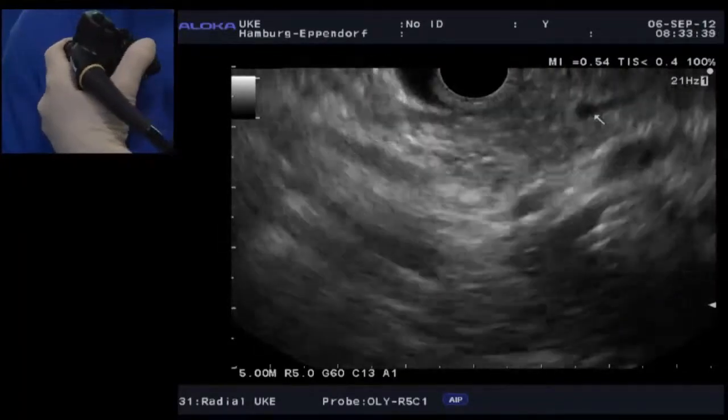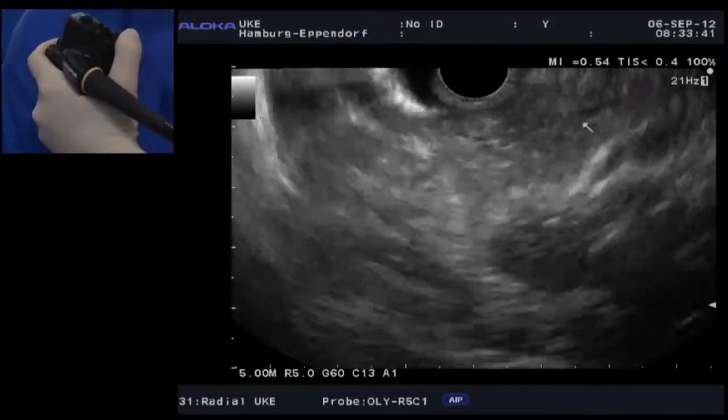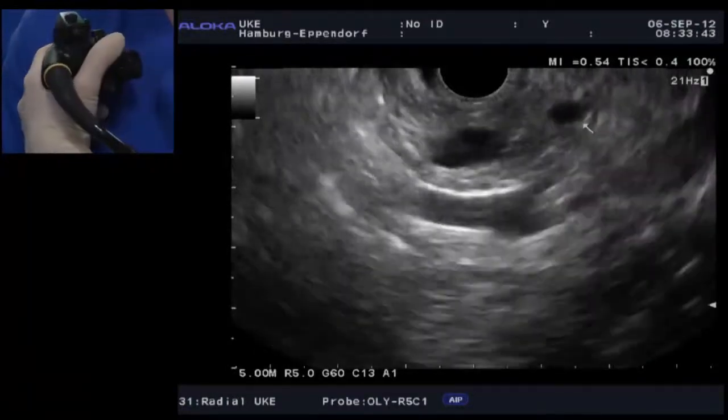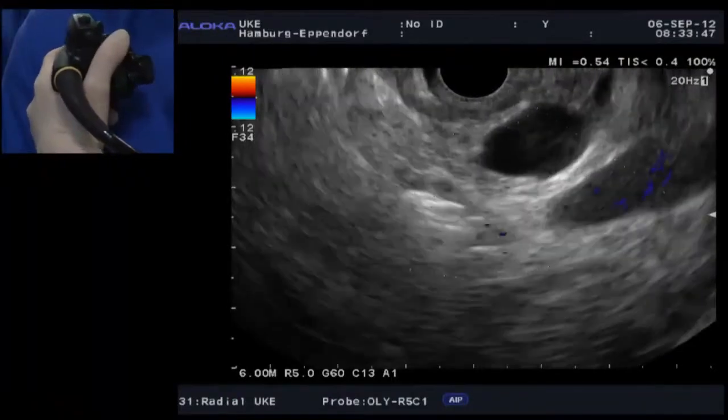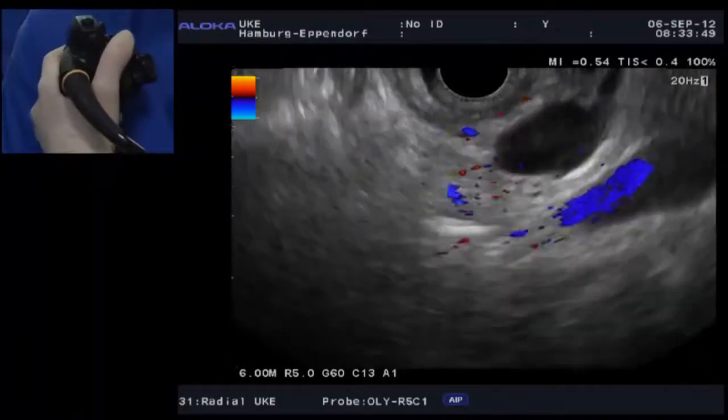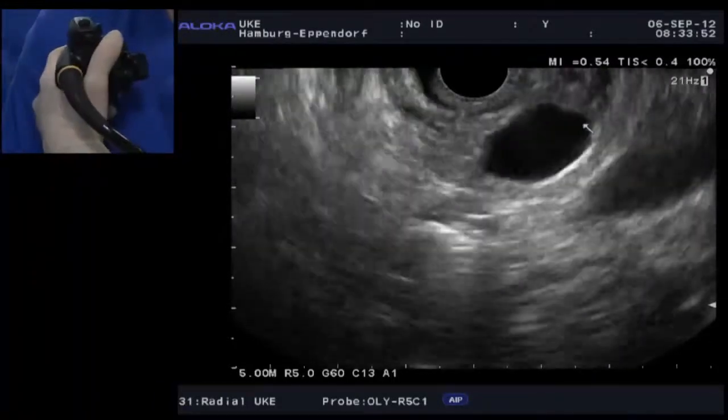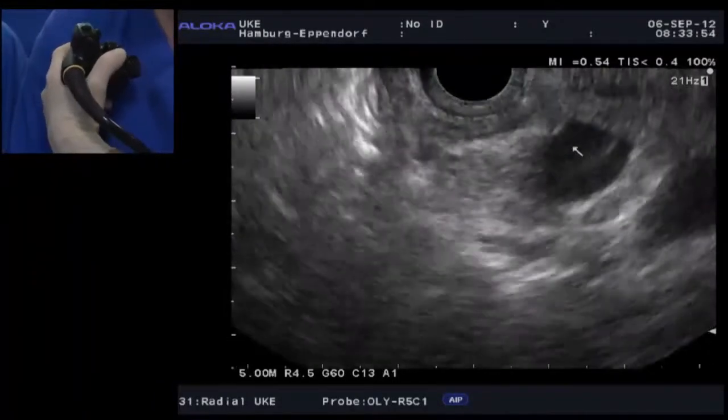I pull back the endoscope. Here comes the duct, part of the pancreatic duct. And here comes the cystic lesion you already saw in the MRCP. No? So we can enlarge the picture a little bit. Yes, thanks.